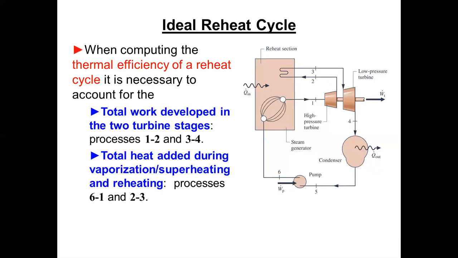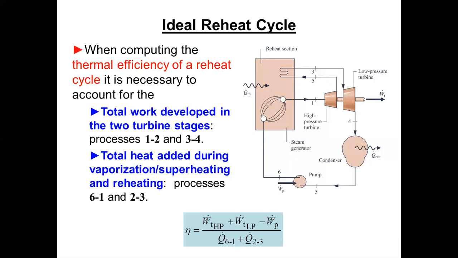Total heat added during vaporization, superheating, and reheating are both processes 6, out of the feed water pump, to 1, which is the exit of the high pressure turbine, but we come back at 2 and exit at 3, and that's the reheat cycle, and that's additional energy that the boiler has to put into the working fluid. So you've got to do calculations on all 4 of those processes.